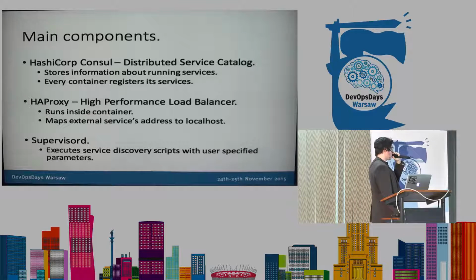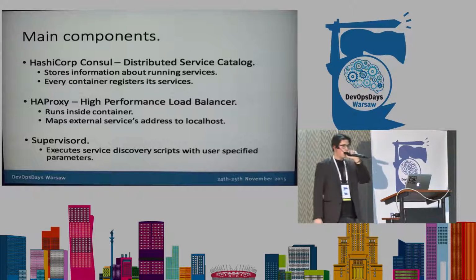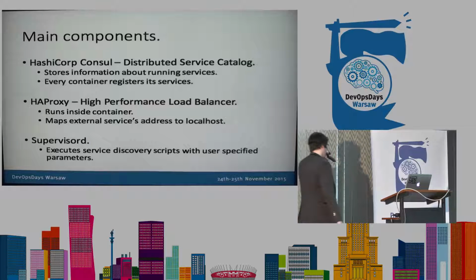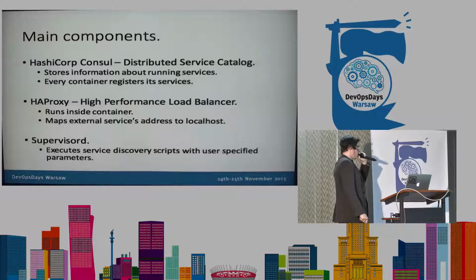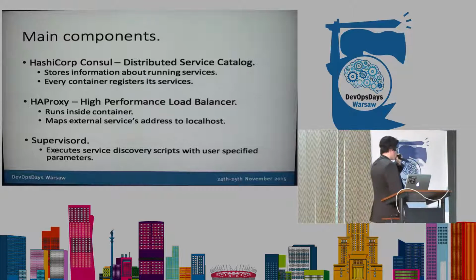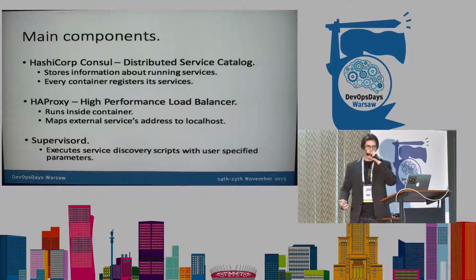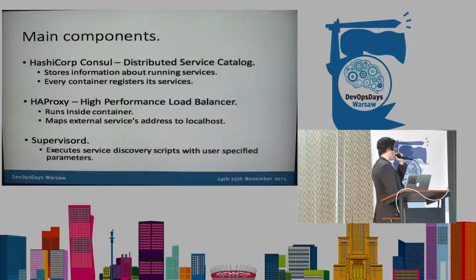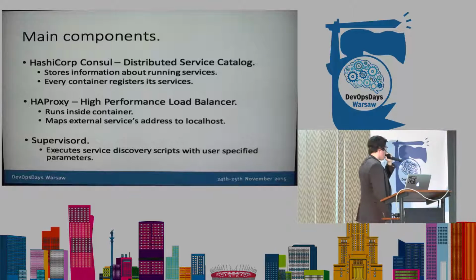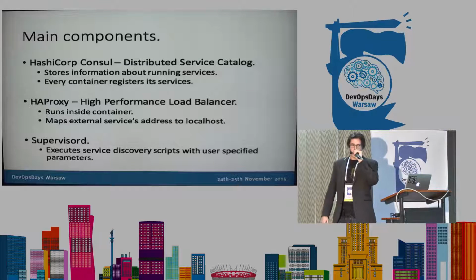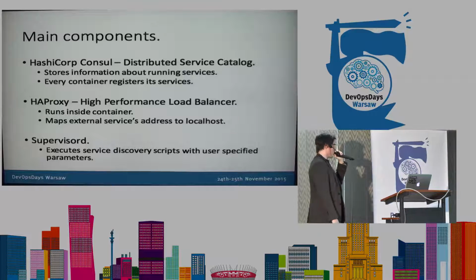Then we have HAProxy, which is a high-performance load balancer. We store it in every container. Basically, it's used mostly for service discovery and load balancing. We use it to map the service's external address, so a host address, into the container's localhost address and a specified port. You will see how it works in about 5 minutes, I guess. And then we have Supervisor, which executes all the scripts that we run inside of our microservices.